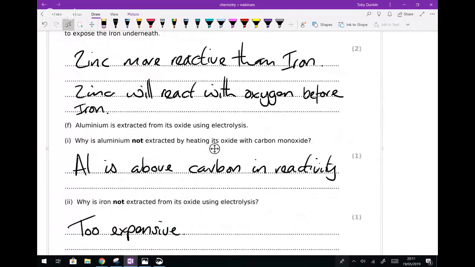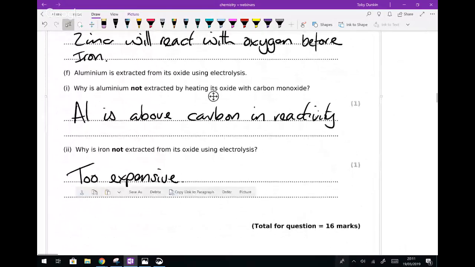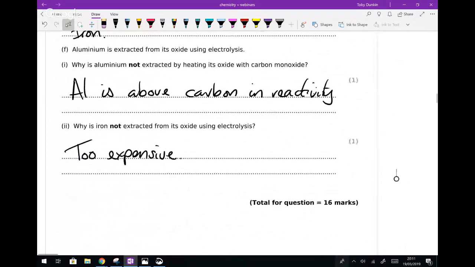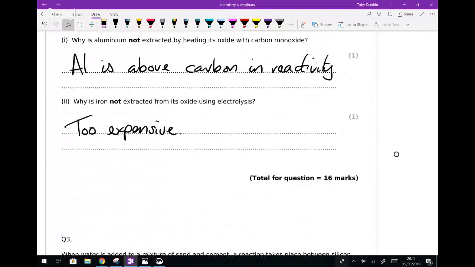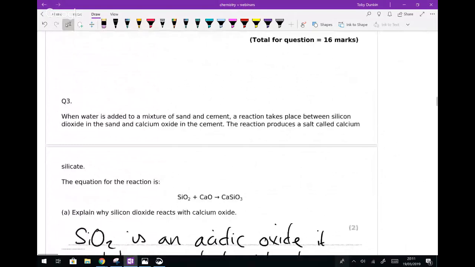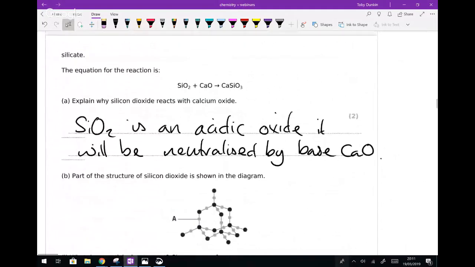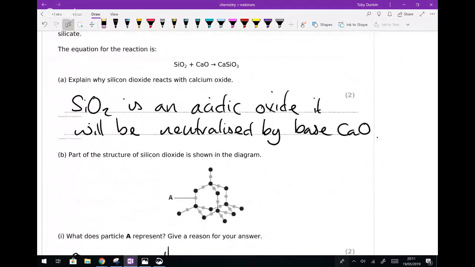You're done. Aluminium is not extracted by heating its oxide with carbon monoxide. Why? Aluminium is above carbon in reactivity. Why is iron not extracted by electrolysis? It is way too expensive. Why is silicon dioxide reacted with calcium oxide? SiO2 is acidic, and it will be neutralized by the base calcium oxide.